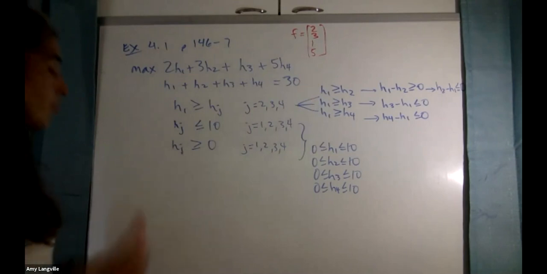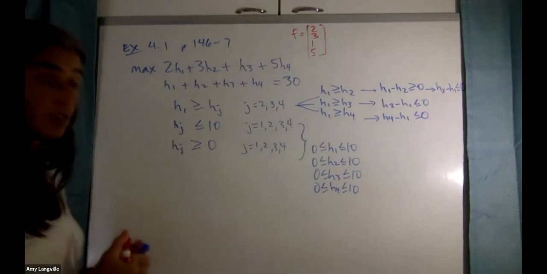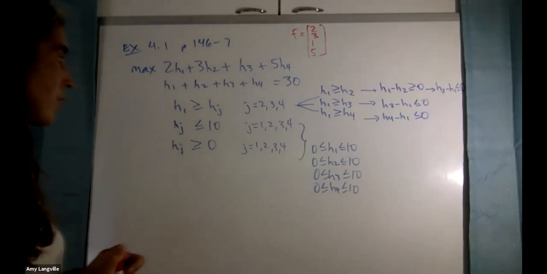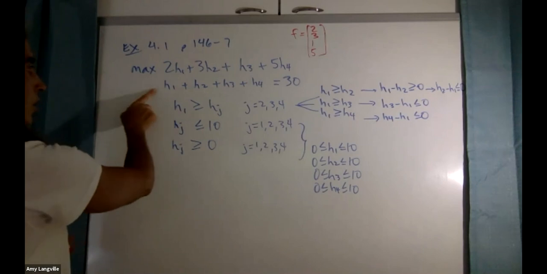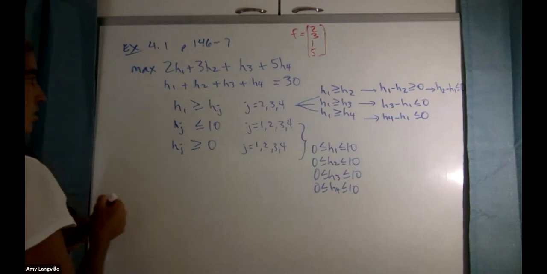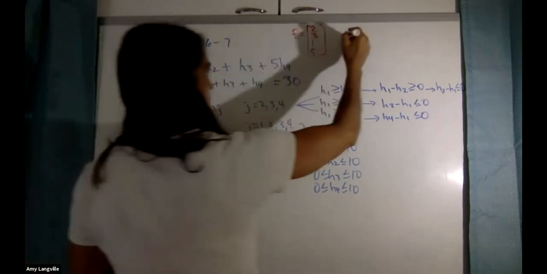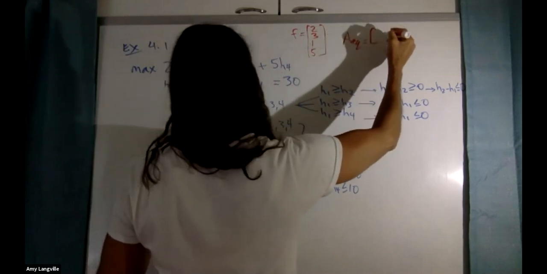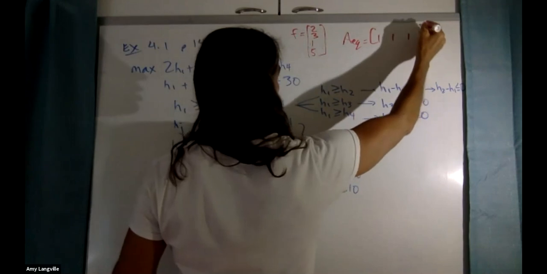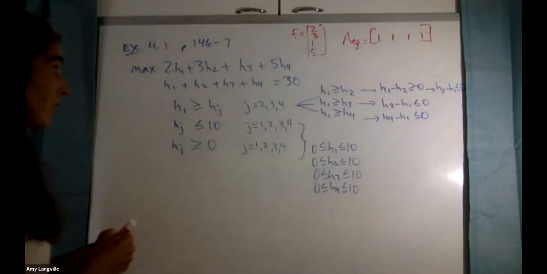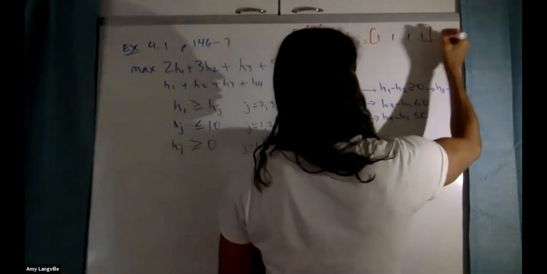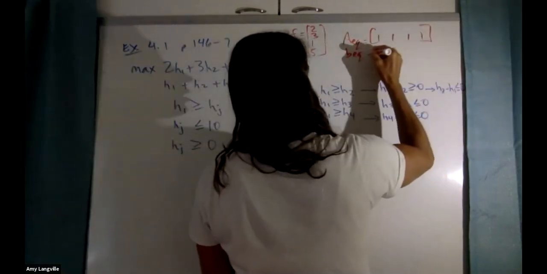Then we need to form A and AEQ. Those are our matrices for the inequalities and the equalities. And we have only one equality in our constraints. And so the matrix AEQ is just the row vector 1, 1, 1, 1. And the BEQ associated with that is just a scalar. BEQ is 30.